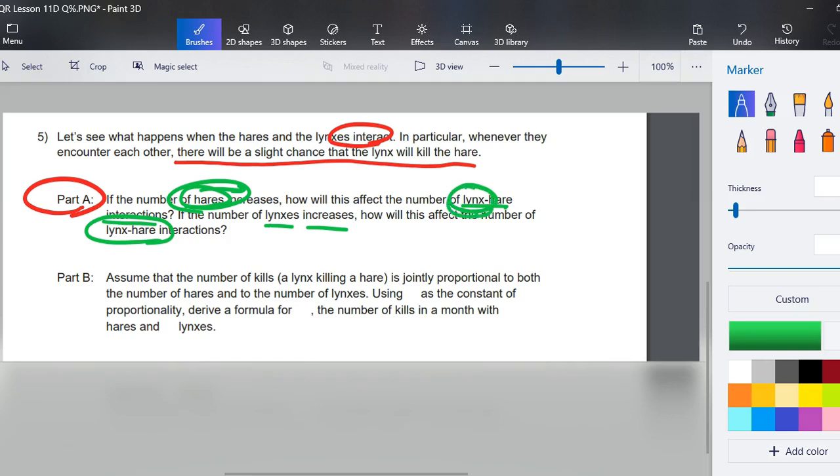If there are more lynxes running around, there's more of a chance that they're going to be able to find more of the hares, even if they're sparse.